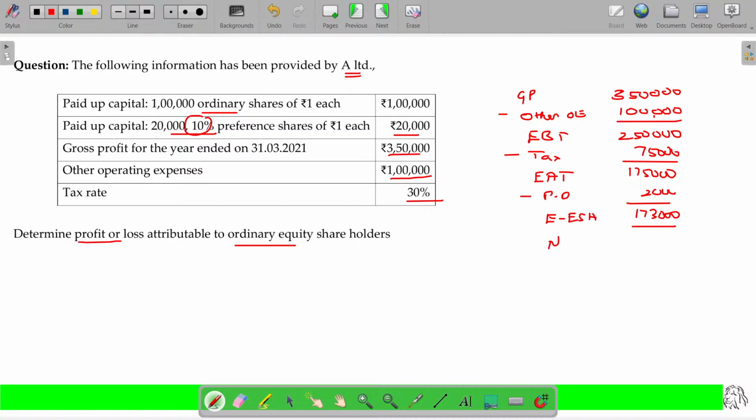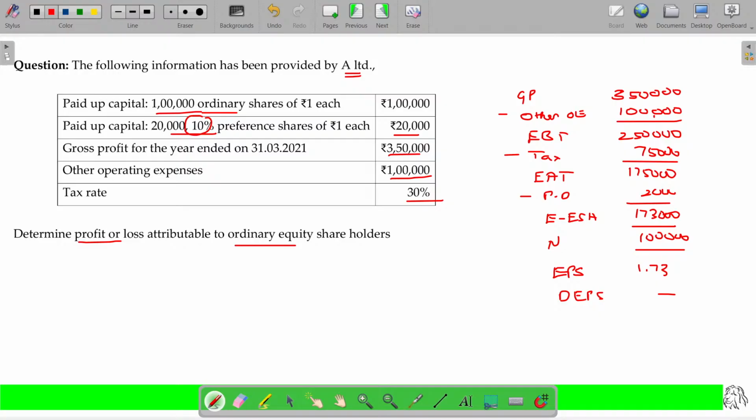And number of equity shares being 1 lakh. So EPS in this case being 1.73. What about the diluted EPS? For diluted EPS, there will not be any change, unless there are changes like the ones we have discussed. There will not be changes in diluted EPS.